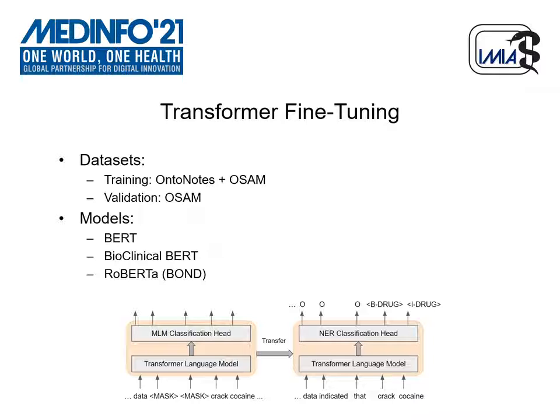BERT is a generic language model. BioClinical BERT is the BERT language model that is trained on biomedical text and contains entities that are more relevant to the healthcare domain. RoBERTa is a language model that is only trained on the masked language modeling task and is trained on a larger corpora when compared to BERT and BioBERT.